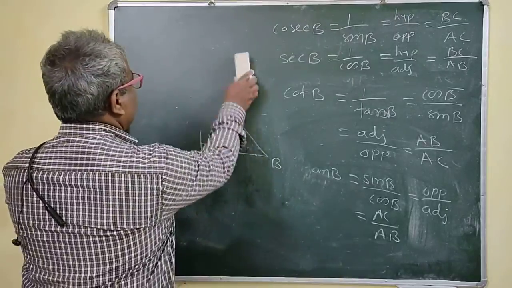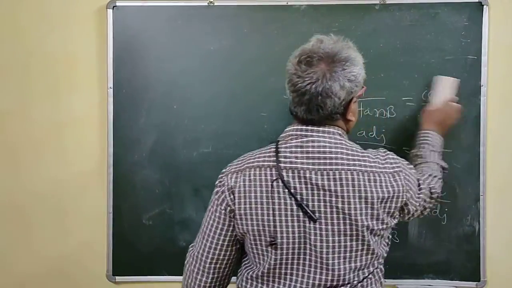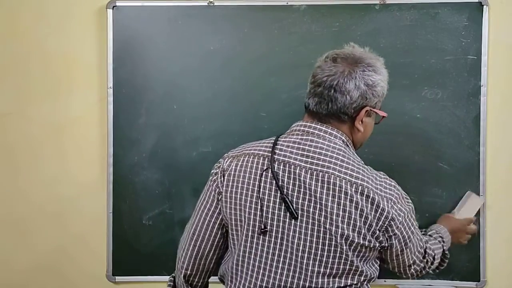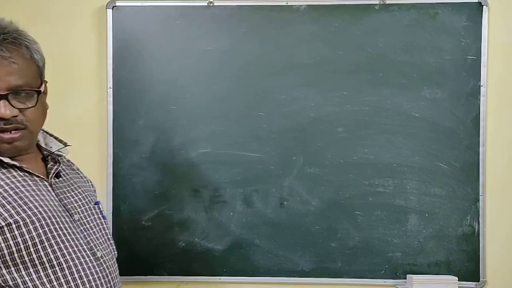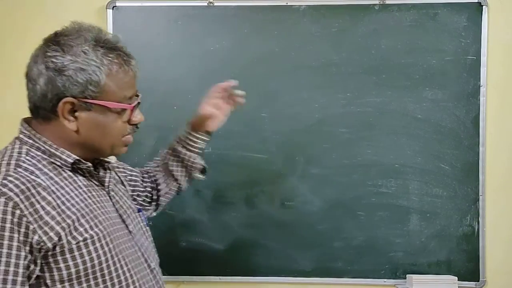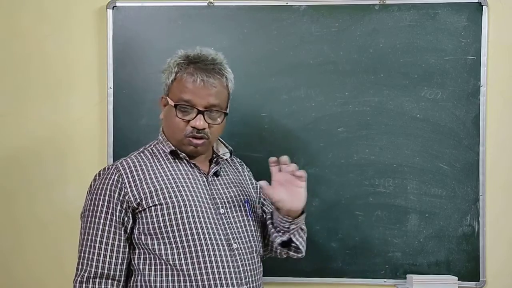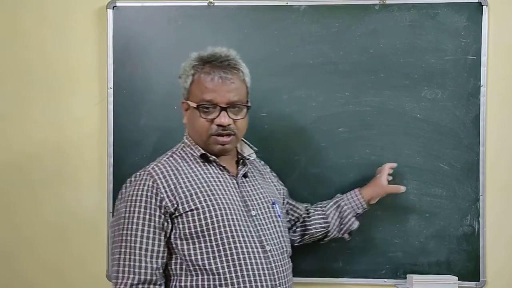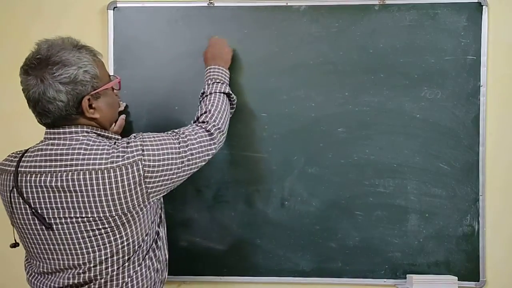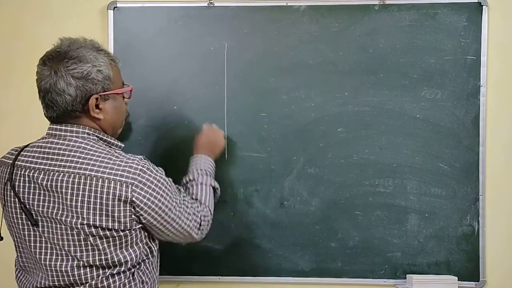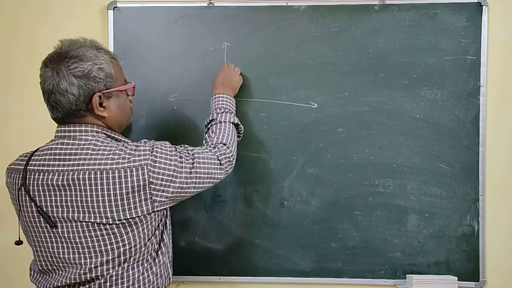So now what you have to do here, what you know is that sin square theta plus cos square theta is equal to 1. That is the fundamental identity. But at that time we assumed that sin square theta plus cos square theta is 1. Now here we want to prove that sin square theta plus cos square theta is equal to 1. So what we will do? We'll take a circle with center at origin now.